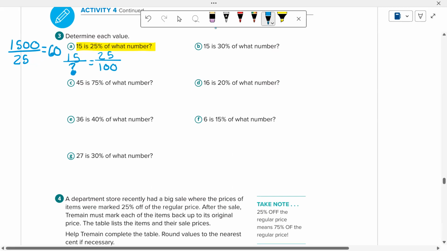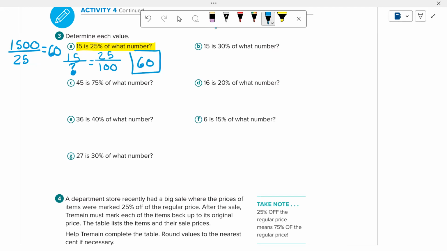So 15 is 25% of 60. Make sure you box or circle your answer so your teacher knows exactly where it is. For letter C, I'm going to go down this way because I'm going to have y'all do B, D, and F a little bit, and I will show how I did it as well, but I'll definitely have you try those. For letter C, we read the sentence again.